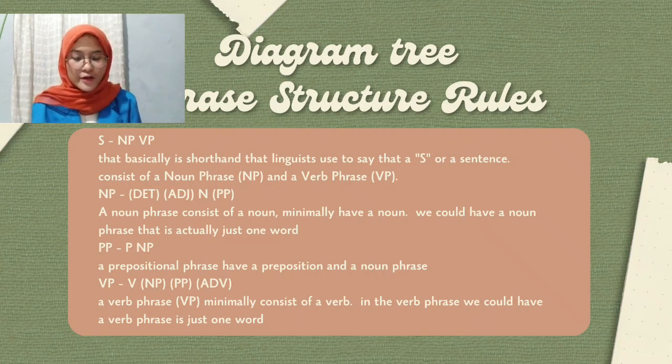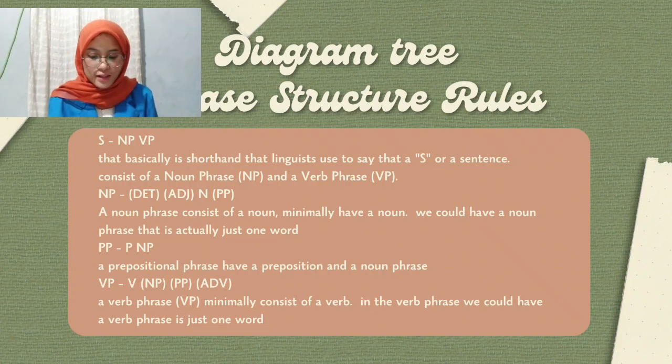Next, PP arrow P NP. A prepositional phrase has a preposition and a noun phrase. Next, VP arrow V, NP, PP, and adverb. A verb phrase or VP minimally consists of a verb. A verb phrase could be just one word.